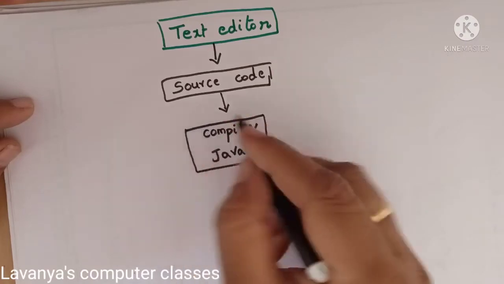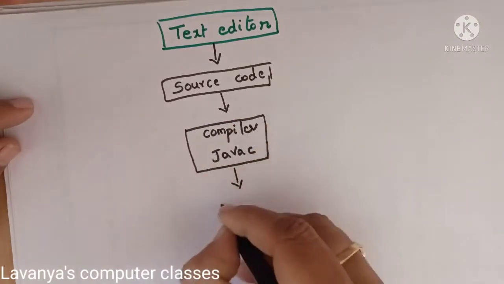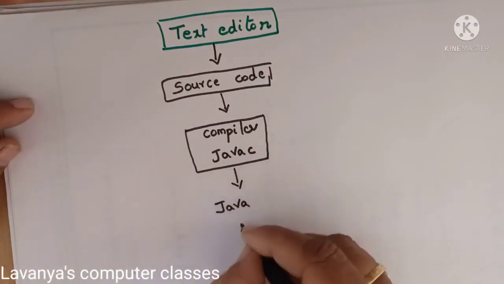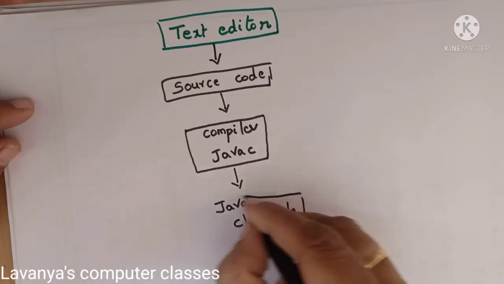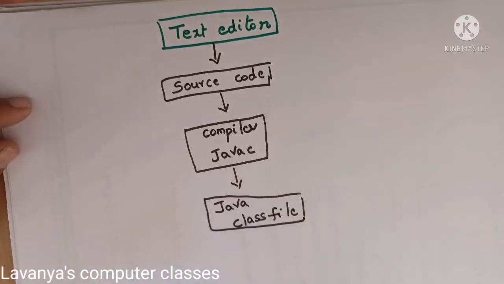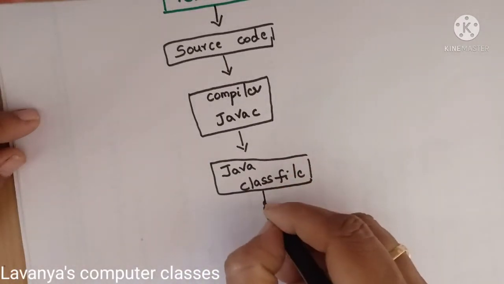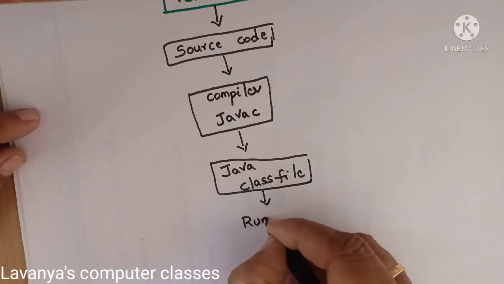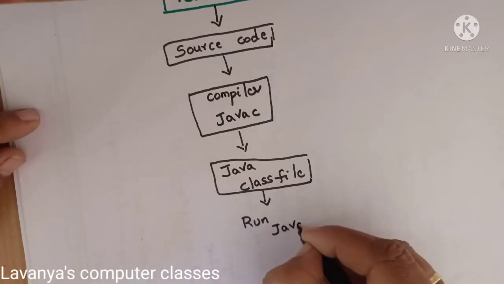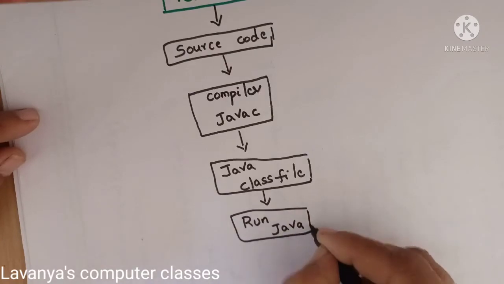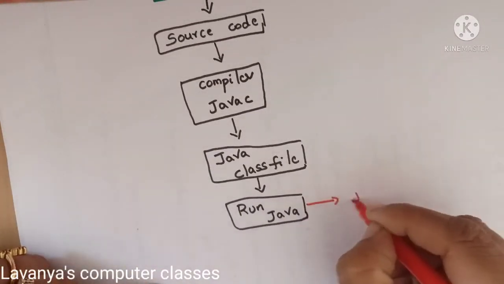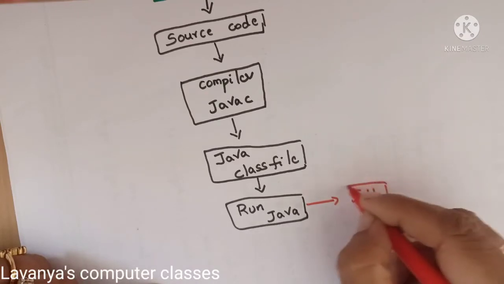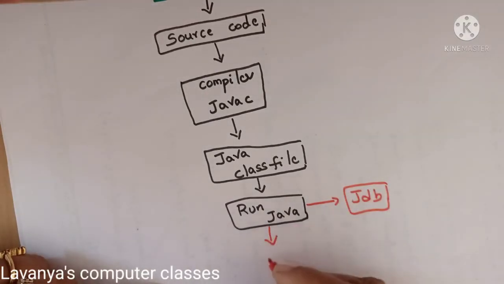javac filename.java. Once javac successfully compiles, a class file is automatically created, the bytecode file, that is the Java class file. Once the class file is created, it contains bytecode, then we start running the program. For that we need the Java interpreter, that is java. Once the interpreter is started, then we need debugging. For that we require JDB, the debugger. Then finally we get the output.